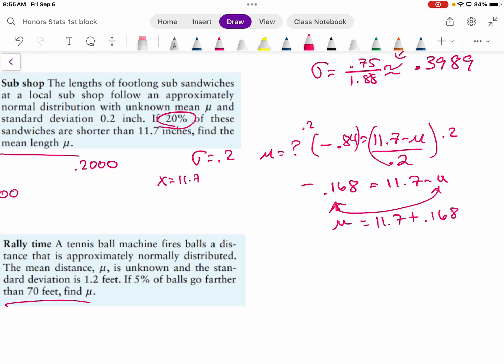There's other ways you can do it, but we should get a mu of 11.868 is what we should get for a mean. Again, you could have subtracted the 11.7. You would have had negative 11.868 equal to negative mu. Divide both sides by negative 1, and you get the positive 11.868 that I have there.